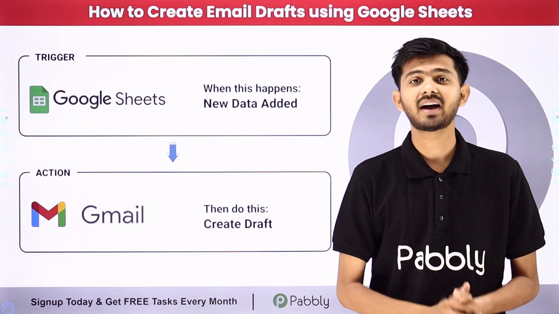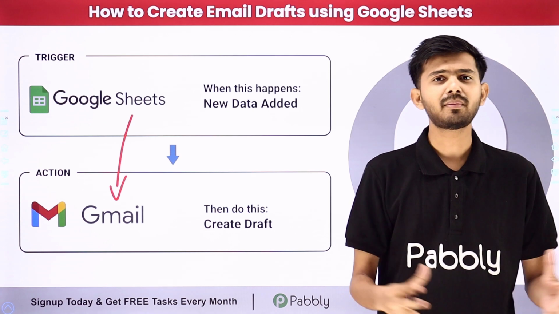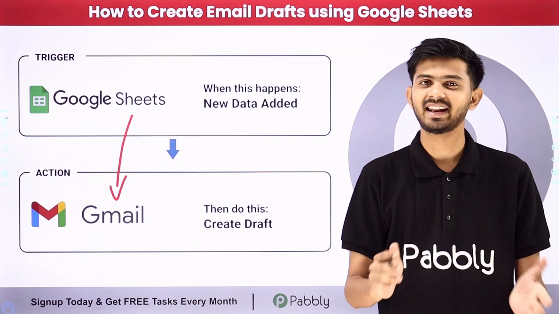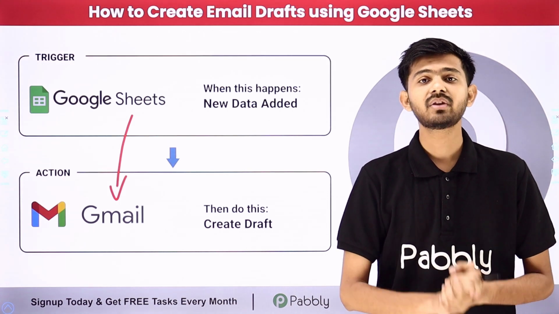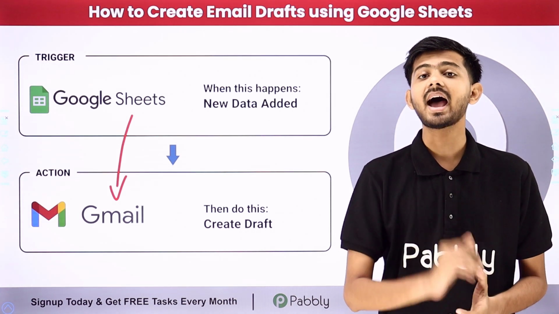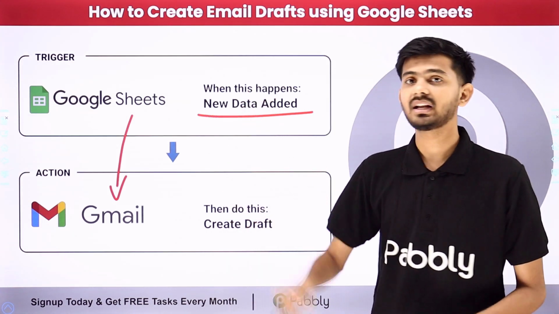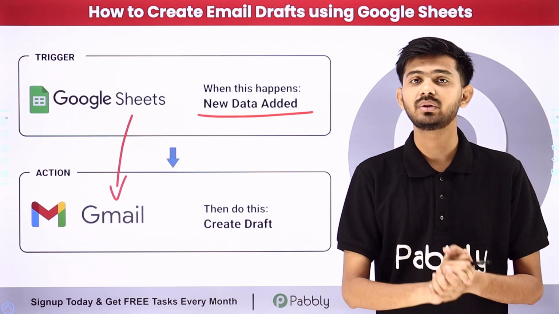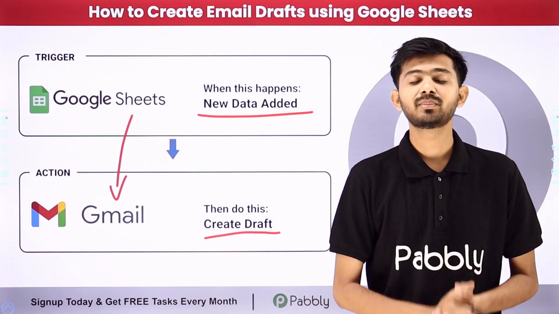So for my objective, I have to build a connection between Google Sheets and Gmail. For building this connection, I'm going to use Pabbly Connect, which is an amazing software for automation and integration. As I add the details of a new order in my Google Sheet, automatically by using those details, I'm going to create a new email draft in my Gmail account. So how am I going to build this connection?